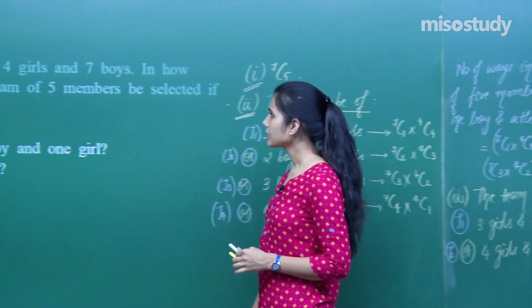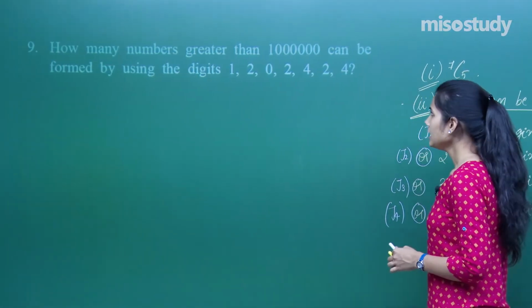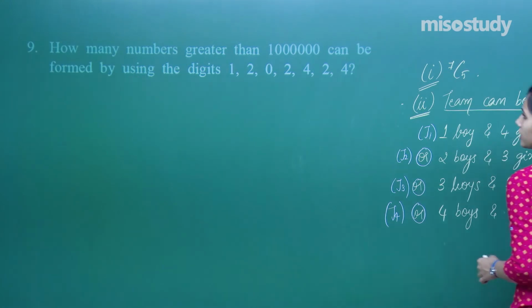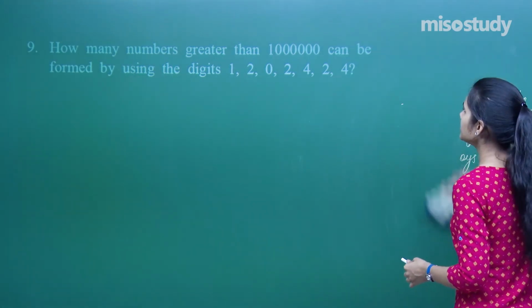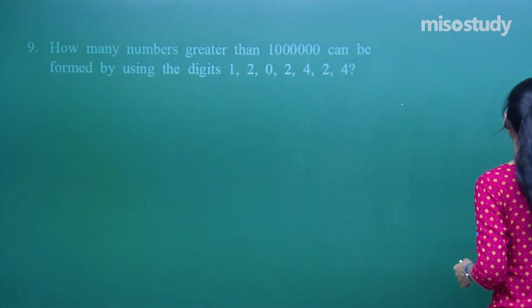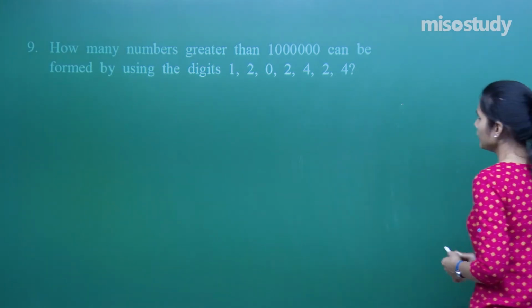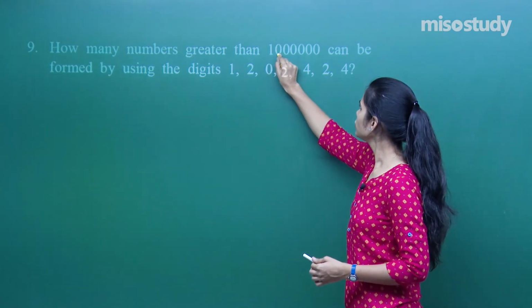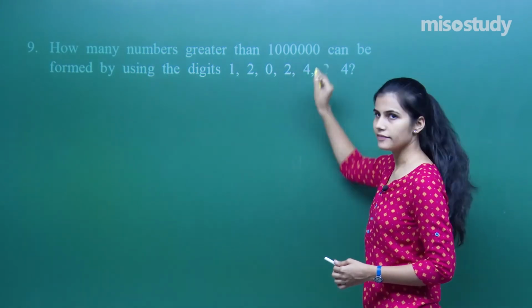Next question, let's take a glance at it. How many numbers greater than this given number can be formed by using these digits 1, 2, 0, 2, 4, 2, 4? If you look at this number, it has 1, 2, 3, 4, 5, 6, 7 digits.